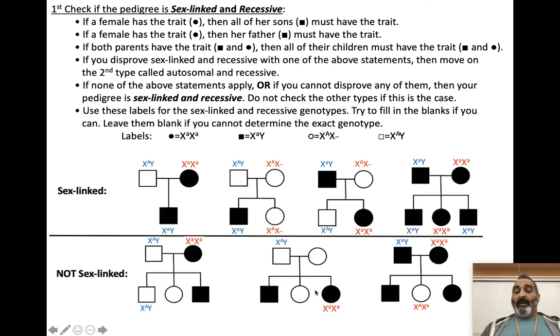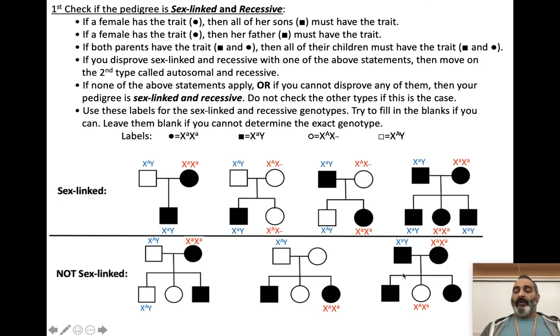Over here, how can we prove this one is not sex-linked? Well, we copied the labels onto it, and we noticed that this female is X small a, X small a. Her dad is X capital A, Y. Dad doesn't have a small a to give that daughter. Therefore, this is not sex-linked. You cannot have sex-linked with this kind of situation.